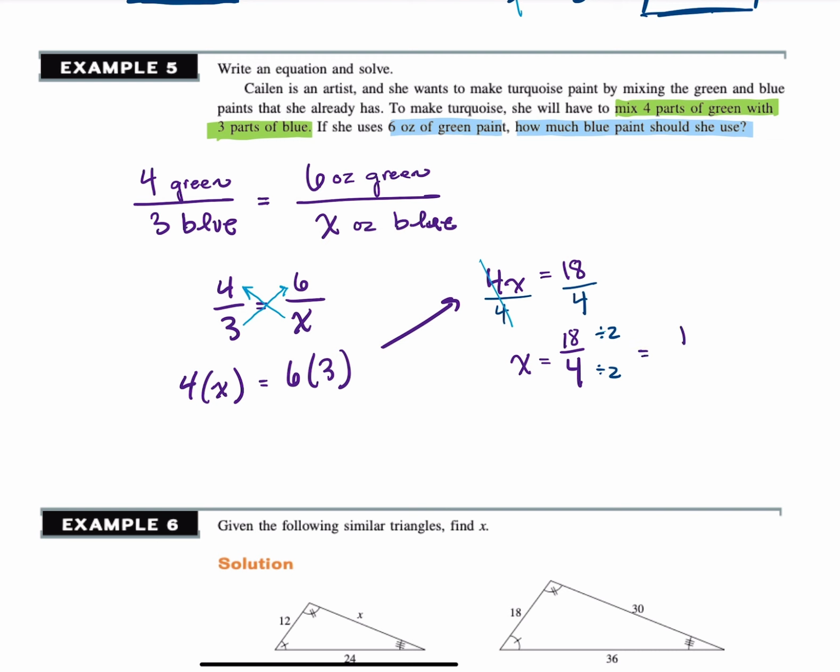18 divided by 2 is 9. 4 divided by 2 is 2. So 9 over 2, we can't divide it anymore, so let's just turn this into a decimal. If you do 9 divided by 2, you'll get 4.5. Half of 9 is 4.5. And we had ounces of paint here. So we can say you will need 4.5 ounces of blue paint.